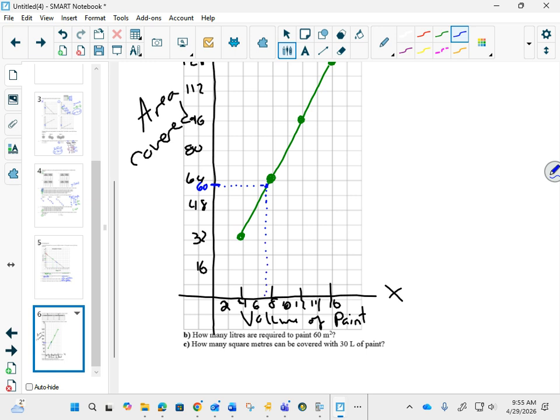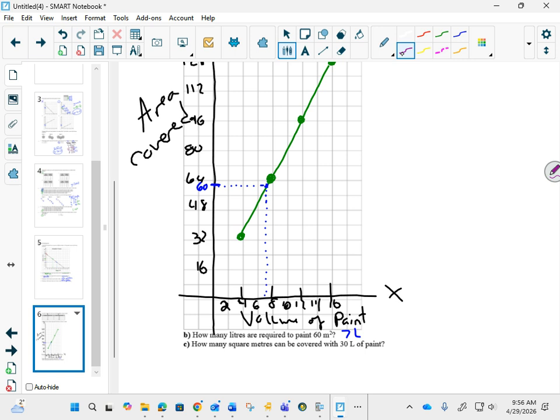And I hit somewhere between 6 and 8. So should I write 6? No, I should write 7, and the units is liters, so I should put L for liters. So you see how we started? We found out where 60 was, go straight across, hit the graph, straight down, we get 7. Next, what I'm going to do in purple. It's nice to sometimes color code things so you can see the work later. How many square meters can be covered with 30 liters of paint?